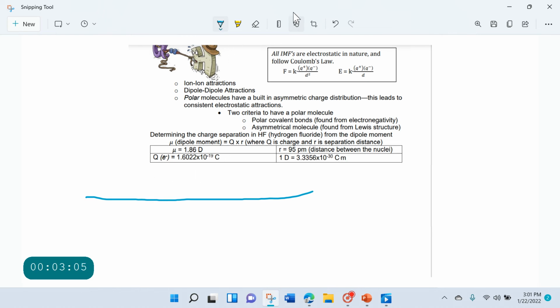So if you end up at the end of this with more than one unit and you're trying to get just Debye, you'll know, oh, I did something wrong, if you have more than just Debye at the end. We know that the dipole moment is equal to Q times R. So we're going to take Q, the charge of the electron, 1.6022.